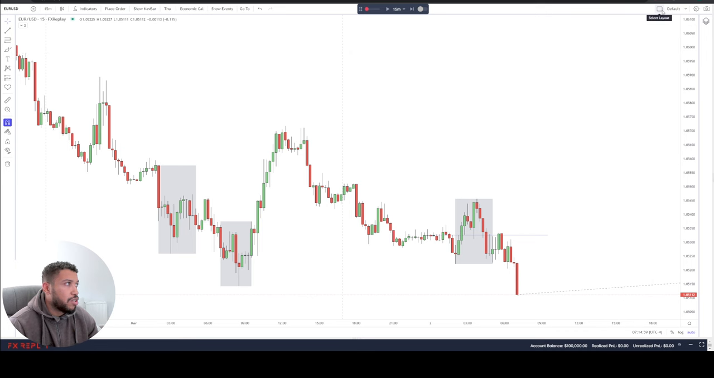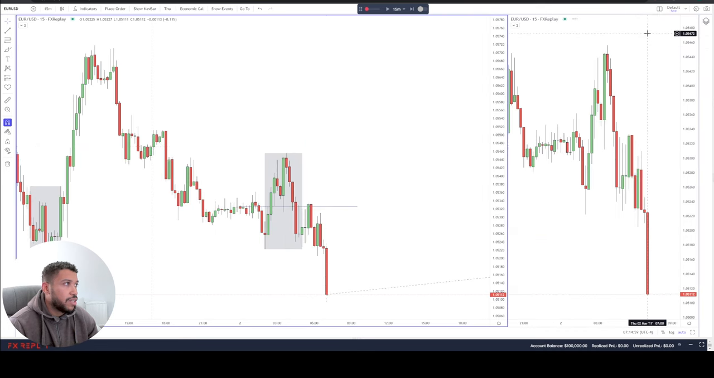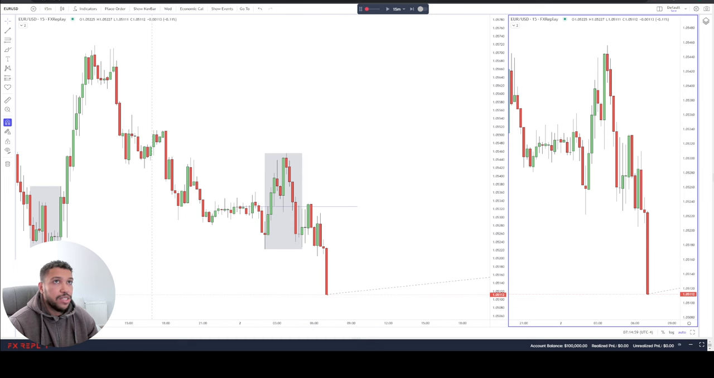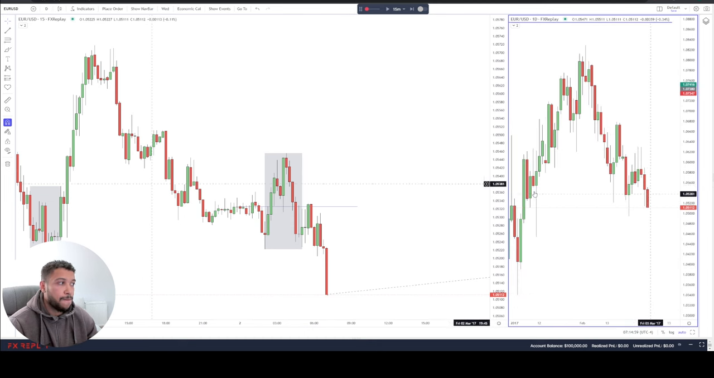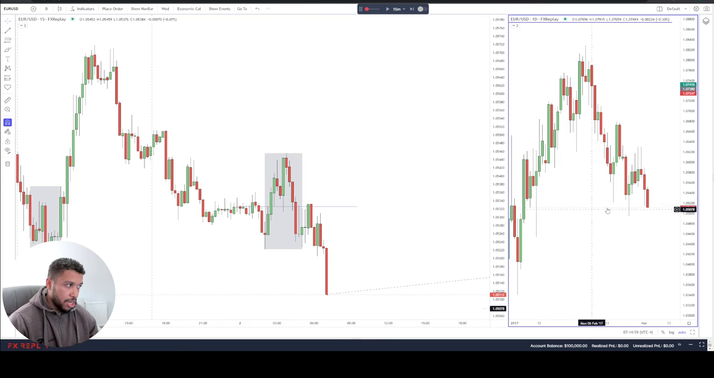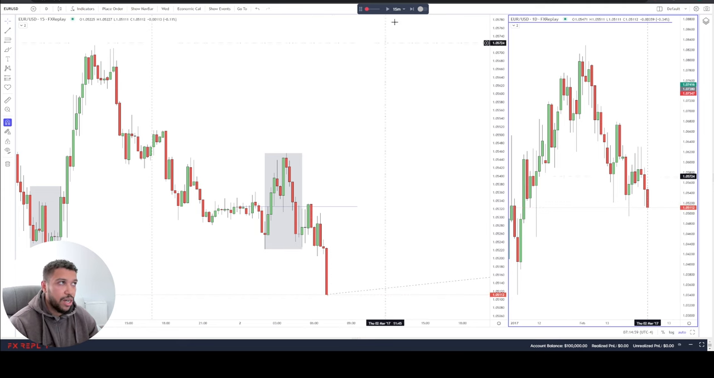If I turn on this template and split it, what I'm going to have on this side of the screen is the daily time frame, so I can monitor what the daily is doing alongside what the intraday time frame is doing. So as you can see, we've taken this daily low. So now I'm going to be watching to see if price wants to show willingness to go higher.